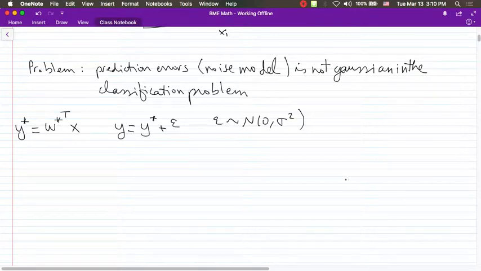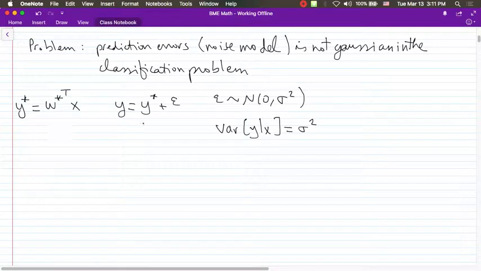The problem is that the data for a classification problem is not going to be consistent with this approach. If I look at the variance of Y given X, that variance is of course just sigma squared. But now I'm going to show you that for classification, that variance is not going to be independent of the input X. The input X in the classification problem is also going to influence the variance of your observation. So this model is inconsistent with the problem of classification. Let me show you why.